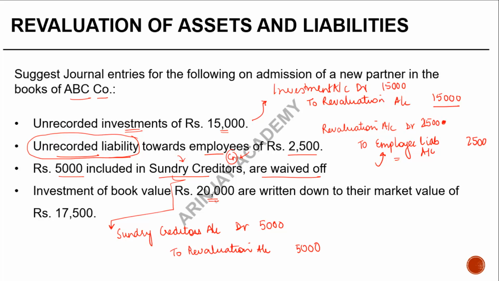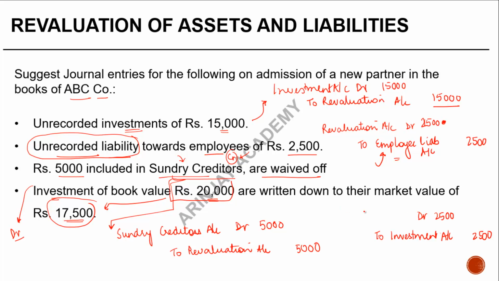Let's come to the last one. Investment of book value of 20,000 are written down to their market value of 17,500. So in my books of accounts, there's a particular investment which is there at 20,000. What is the nature of investment? Is it a debit or a credit item? It's a debit item. But the market value for this is 17,500, which means it has gone down by how much? 2,500. So I need to reduce the value of the investment. So I will credit the investment account by how much? 2,500. And I would debit again 2,500. What will I debit? Revaluation account.